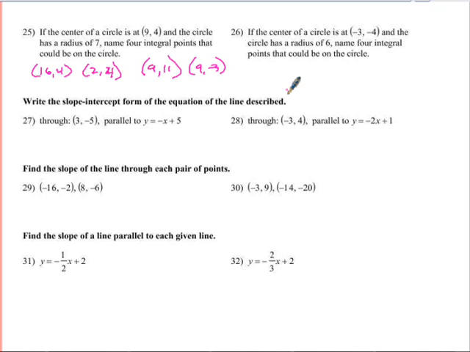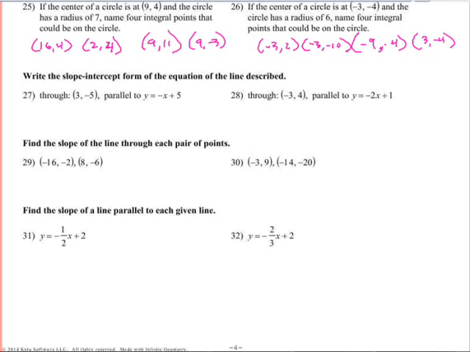For some of you, a drawing is going to make that problem a lot easier. Same thing over here on number 26. This would be negative 3, 2, and negative 3, negative 10, and then negative 9, negative 4. That does not look anything like a negative 4. And then 3, negative 4.